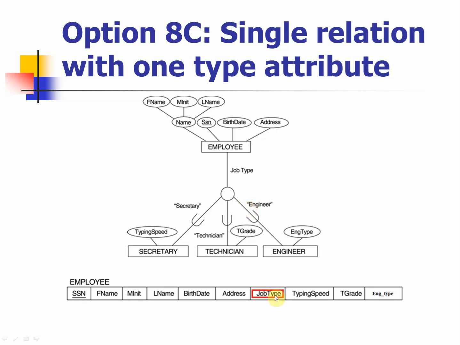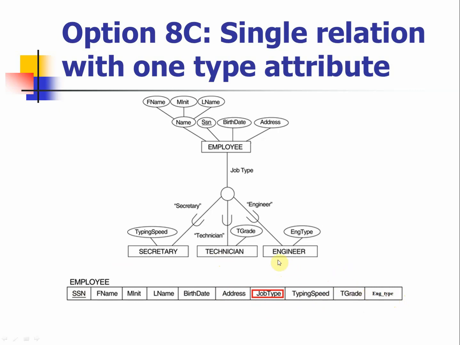So job type. Therefore, once we create this one, if that person is a secretary, we will put secretary in job type with the typing speed indicating the local attribute. For T-grade and engineer type, in this example, it will be null, because that's a secretary. If this person is a technician, then it will have all of these attributes with technician here, with some values for its T-grade, null value for typing speed, and null value for engineer type. It will be similar for the engineer.